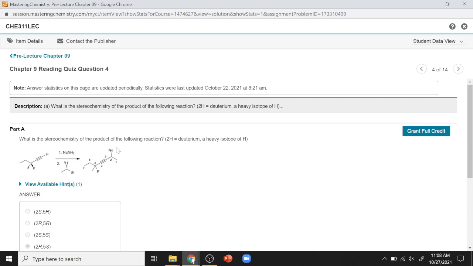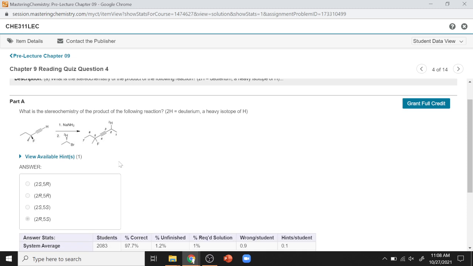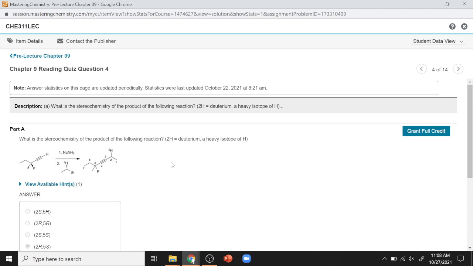Okay, so this is just a heavy isotope of hydrogen. They have that to help you label where this group went. So what will be the stereochemistry of the product of this following reaction? We have to figure out the 2 stereochemistries. What do we have here? Well, we have one spot right there, right? That's pretty obvious from the reactant, isn't it?